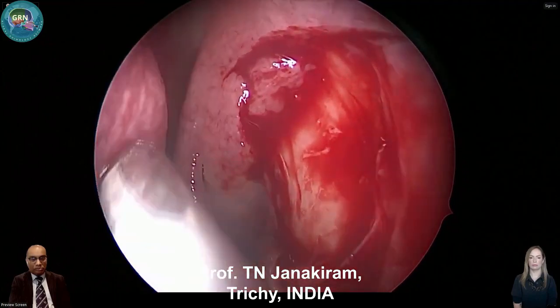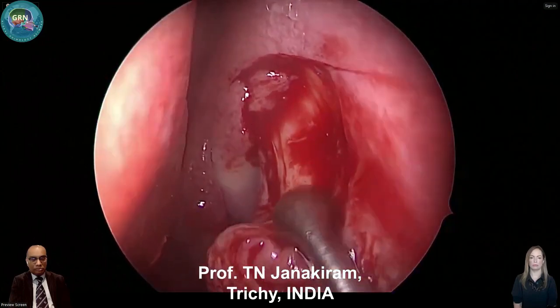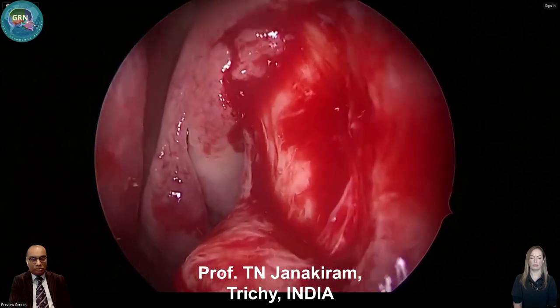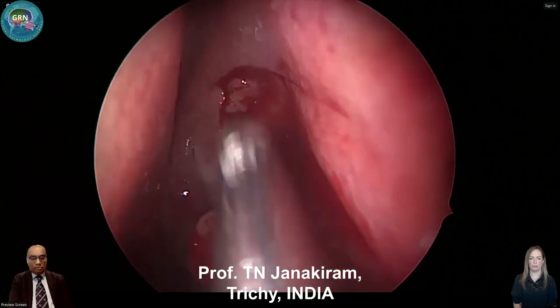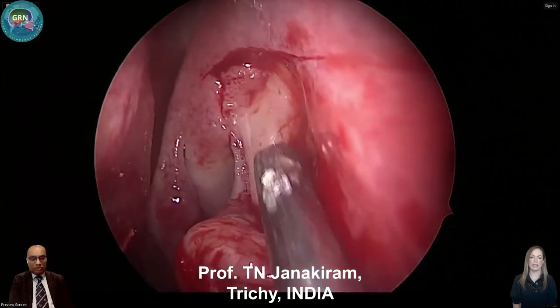See how nicely the flap has come down. No, don't do anything. That is the flap which has come down. So that's the first flap. Then give me a Blexley now. So you can see the ascending process of maxilla very beautifully here. This is the ascending process of maxilla. Can you all clearly see that, please? Yes, very clear. Thank you.